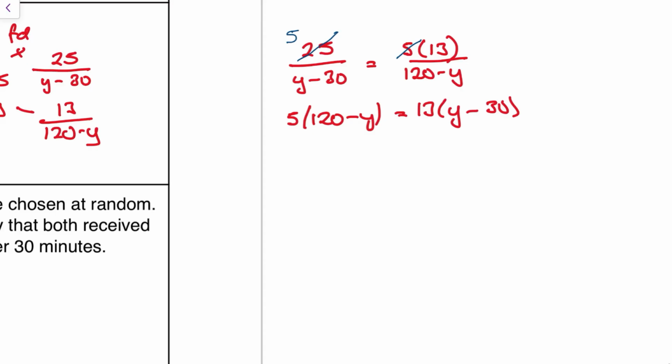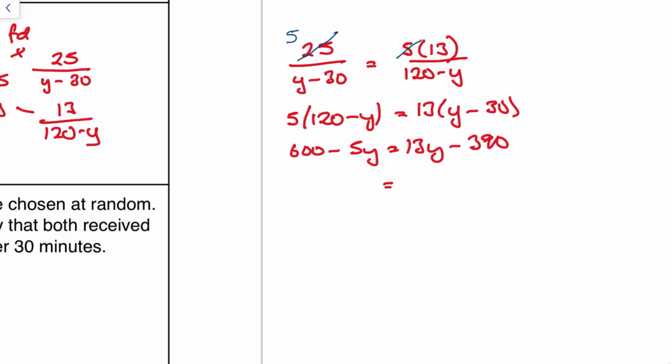Now in a non-calculator exam, just do this very carefully. In a calculator exam, get your calculator out just to make sure you don't make a silly error. 5 times 120 is going to give me 600 minus 5y is equal to 13y minus, well, 3 times 13 is 39 plus a 0 is 390.